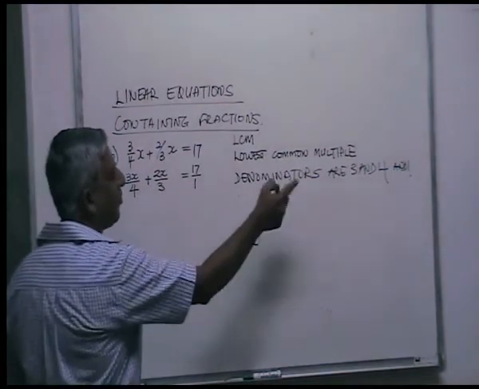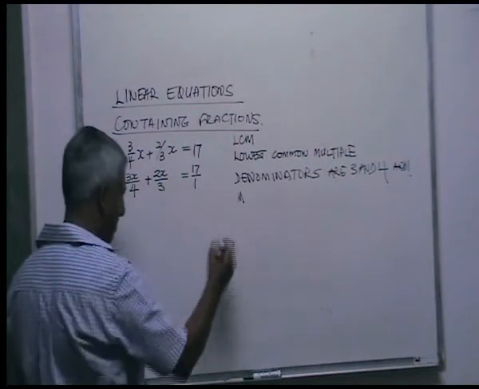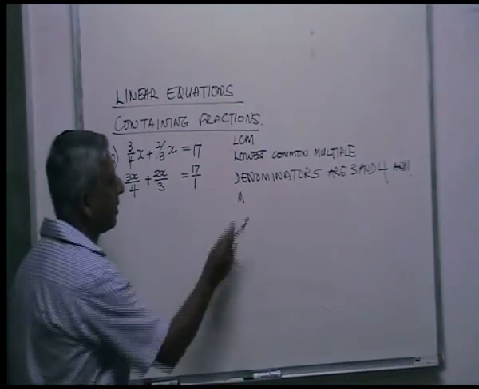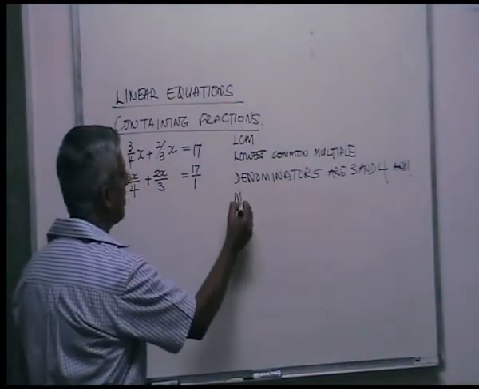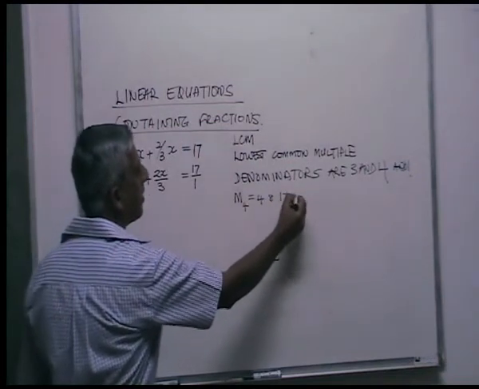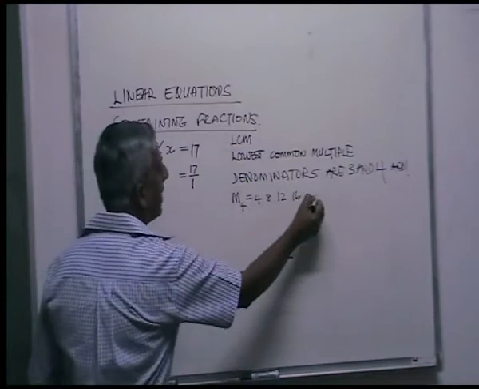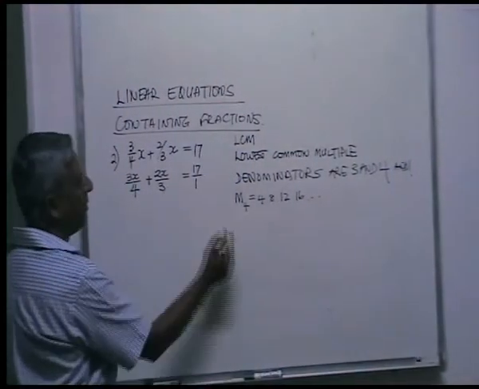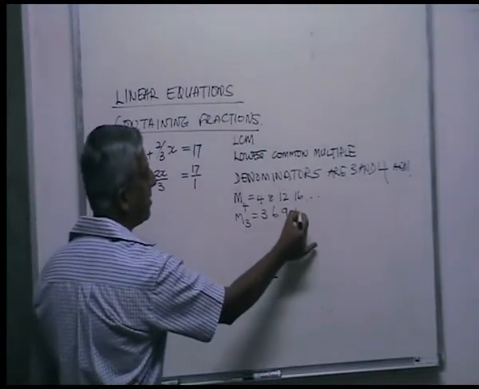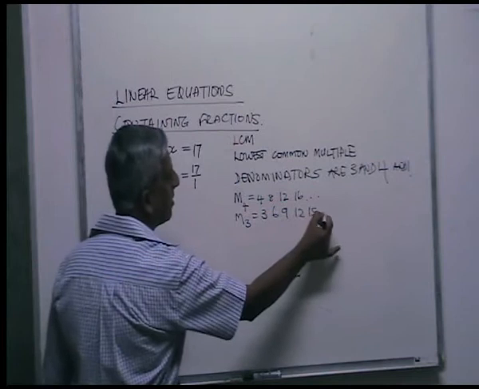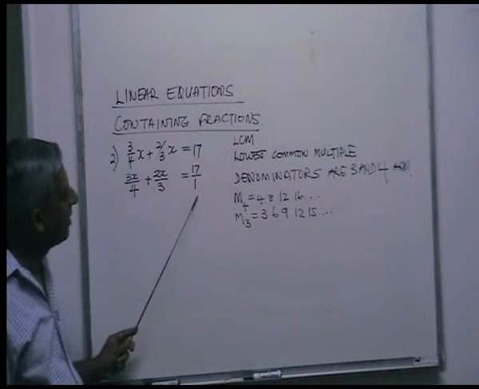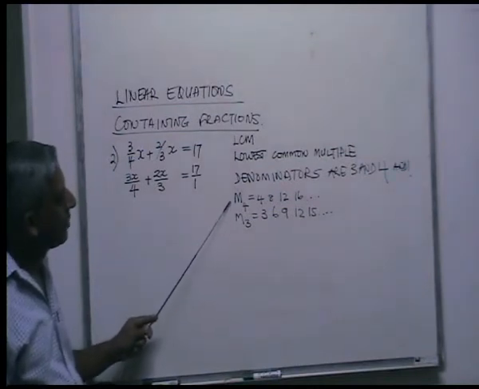So the denominators are 3, 4 and 1. The multiples of 4 are 4, 8, 12, 16, and so on. Multiples of 3: 3, 6, 9, 12, 15, and so on. You don't have to worry about 1. It's the only number you don't have to worry about.